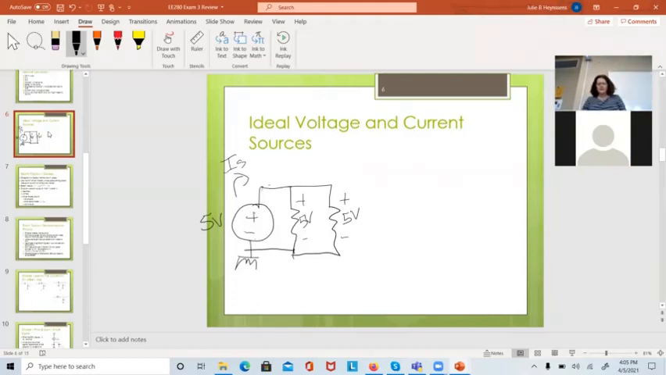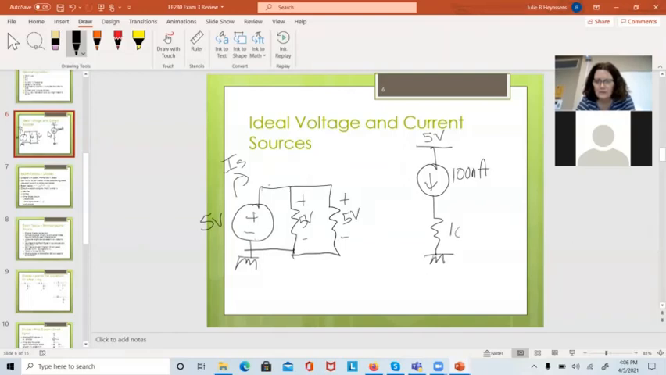Now, ideal current sources, there's no way to panic, students. I know better than to put a current source on the exam. Let's look at a simple example here. I've got a 5-volt voltage supply that's providing power to a, let's call it 100 nanoamps. Why not? 100 nanoamps going into a 10 mega ohm resistor.